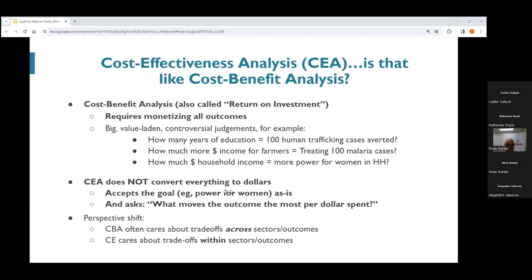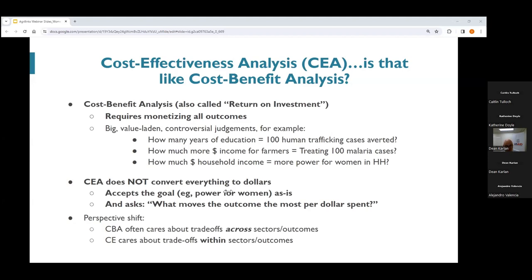And it unnecessarily turns this conversation into turf protection rather than what we want it to be, which is a collaborative exercise to help groups, whether missions or technical bureaus or implementing parties, move the needle as much as they can on the priority that they choose. Cost-effectiveness analysis has just that focus.